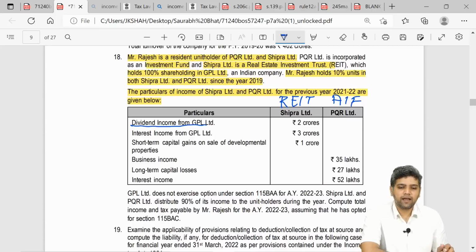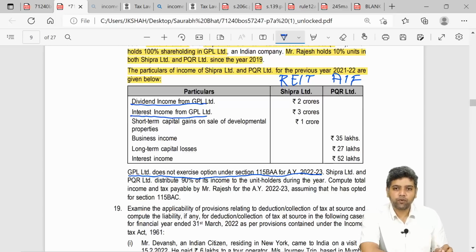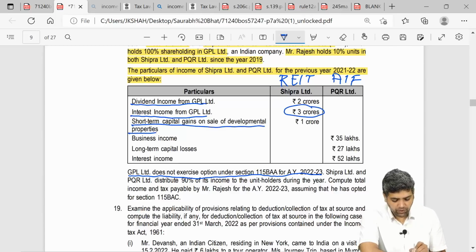So REIT has earned dividend income from its 100% company where it holds 100% shares, that is GPL, SPV. Now, GPL has not exercised the option under section 115 BAA as far as AY 22-23 is concerned. Apart from that, there is interest income from GPL, that is 3 crore rupees, short term capital gain on sale of development properties 1 crore rupees.